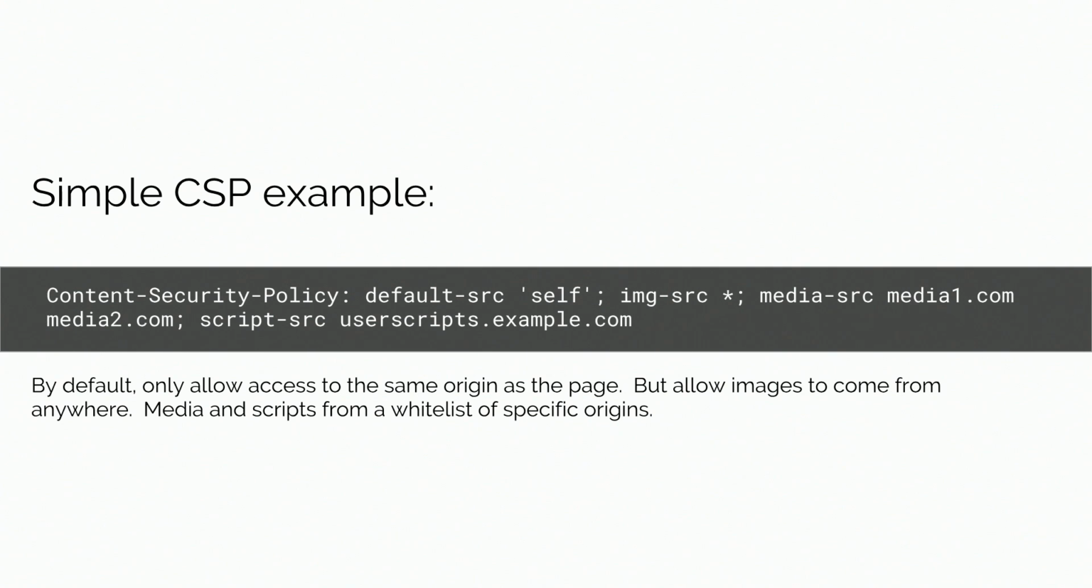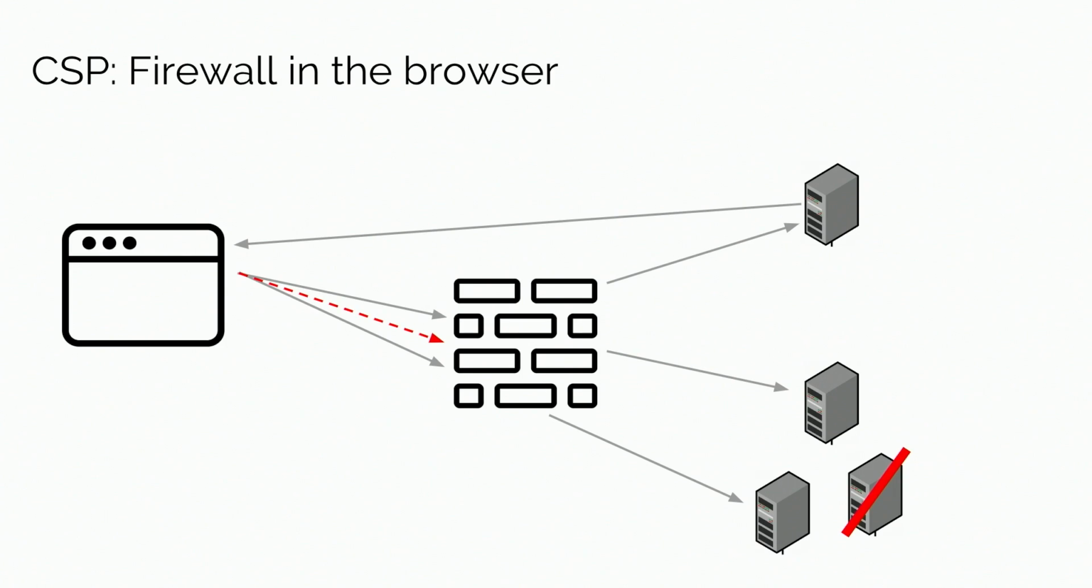And this is the example from MDN, which implies that CSP is a very simple thing and very easy for you to put together. And when you do that, you get effectively what amounts to a firewall in the browser. So if some rogue script starts to execute on your page, it limits the damage. It limits its ability to, for example, reach out to its home server and exfiltrate data from your site.